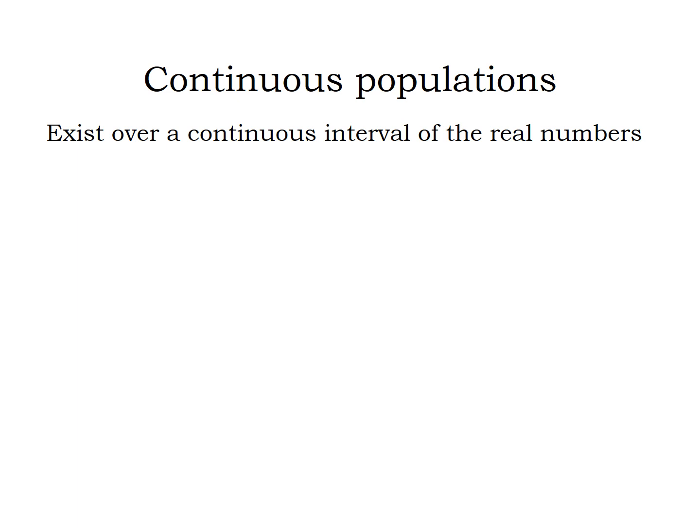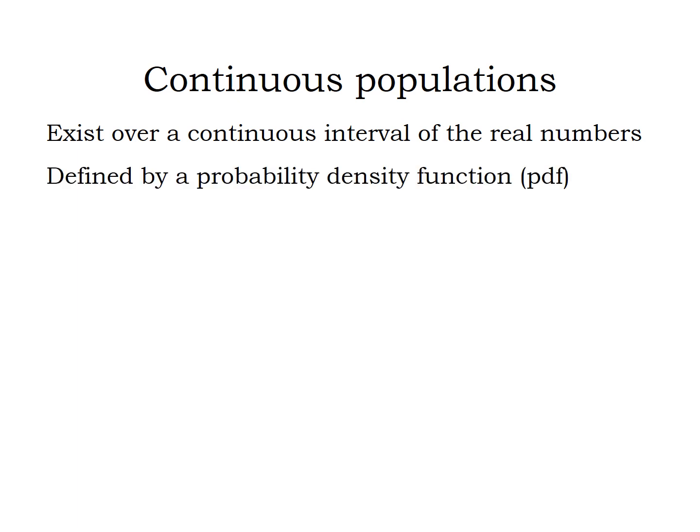A continuous population exists over an interval of the real numbers. There will be a beginning number and an ending number, and everything in between is part of that population. Now, that may be negative or positive infinity where the population begins or ends. Every continuous population is defined by its probability density function. This is going to be an equation that takes every value in the population and gives it an associated density.